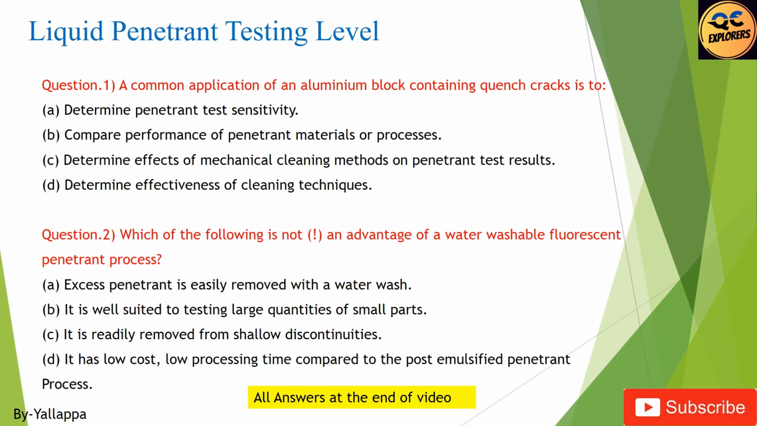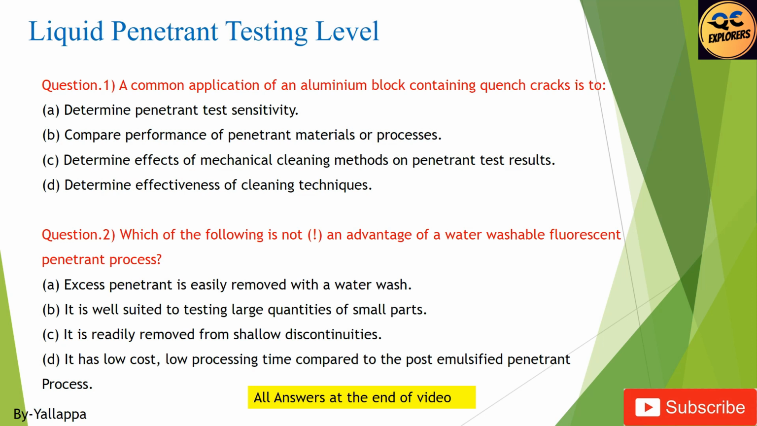Question point 1. A common application of an aluminium block containing quench cracks is to determine penetrant test sensitivity. Compare performance of penetrant materials or processes. Determine effects of mechanical cleaning methods on penetrant test results. Determine effectiveness of cleaning techniques.